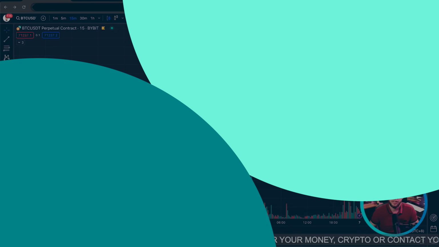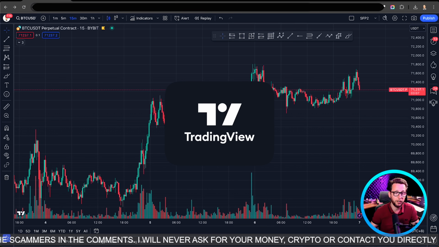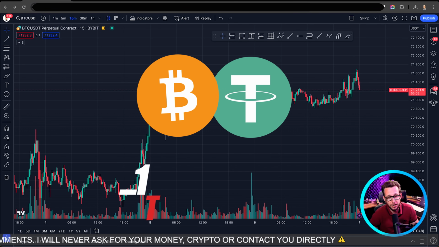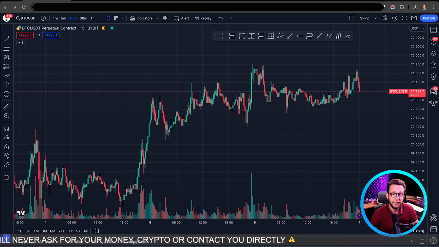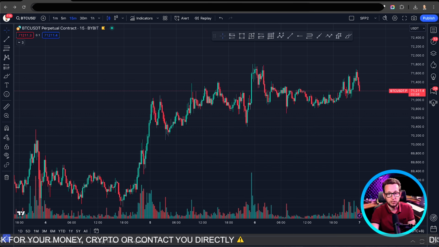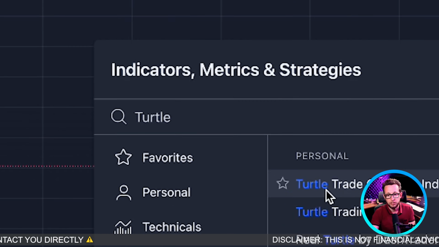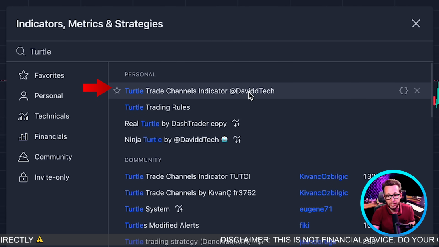Okay guys, here I am on Tradingview on BTC USDT on the 15-minute time frame. We're going to start by adding the indicators to our chart so we can see how this strategy works. First of all, we're going to go up to indicators up here and search for Turtle Trade Channel indicator by David Tech.